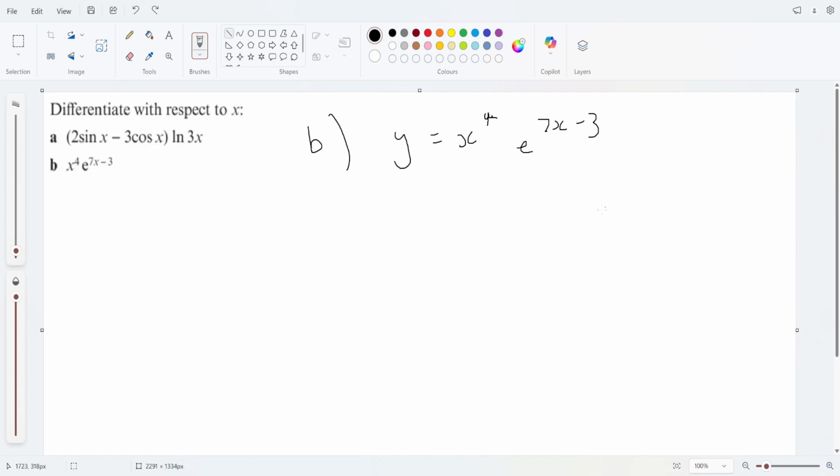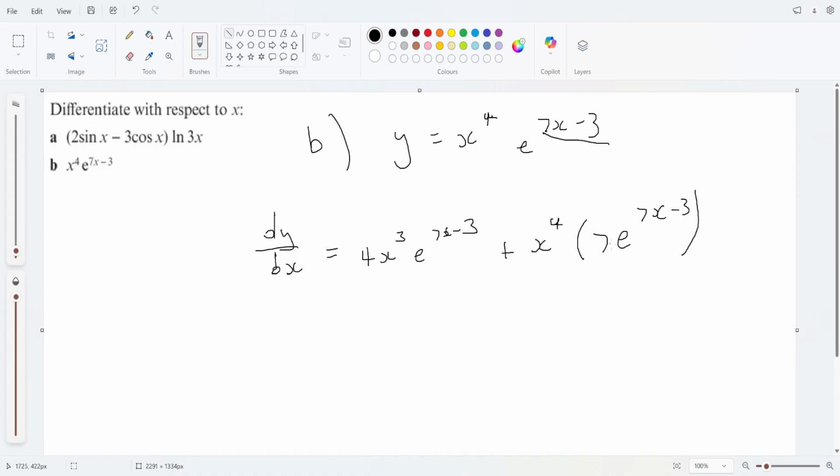This one's also quite nice because of the x to the power of 4 here is just year 1 differentiation. So using the trick from before, I'm going to cover this up for now. So it was just going to be 4x cubed, because you just differentiate this and then you add on this, e to the 7x minus 3 plus, now we're going to cover up this, so x to the power of 4 and then differentiate this using chain rule. So 7e to the 7x minus 3, because differentiation of this is just 7, so that's why it's a 7 there.